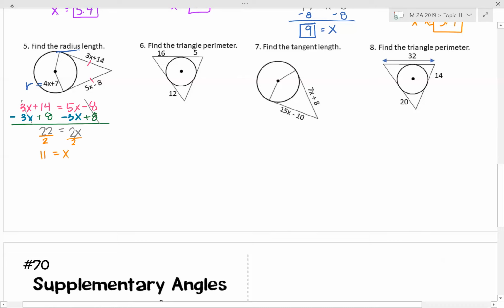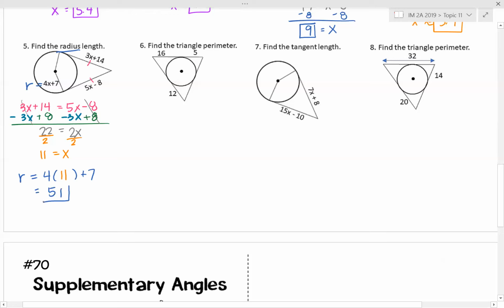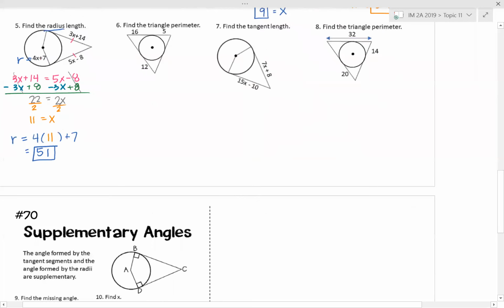Remember though that x is not the answer, the radius is the answer. So our radius is 4 times x plus 7. So we're plugging that 11 into that value. So 4 times 11 gives us 44, plus 7 is 51. So that means that the radius of that circle is 51 units.